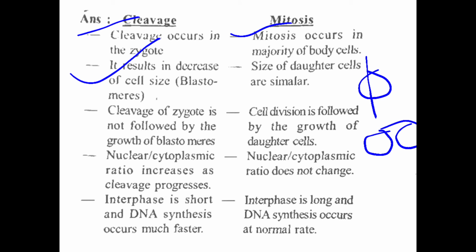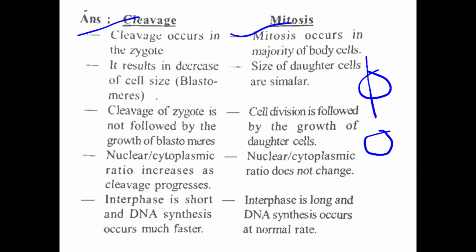Cleavage of the zygote is not followed by the growth of blastomeres. Whereas cell division is obviously followed by the growth of daughter cells.